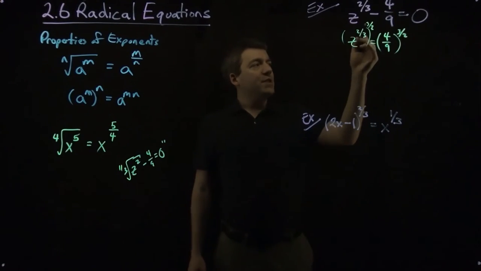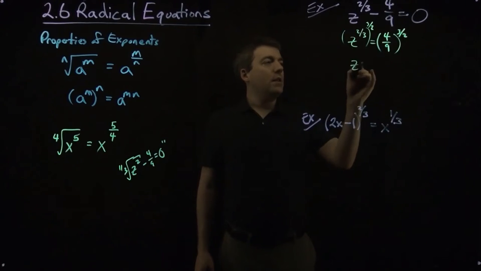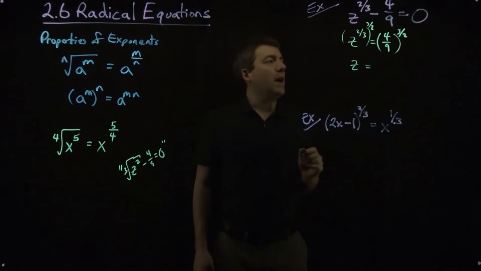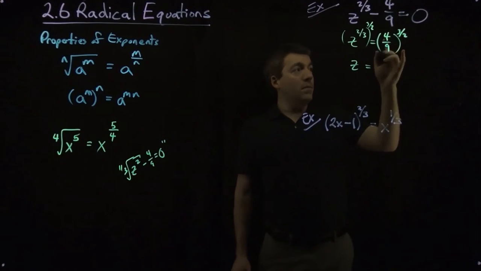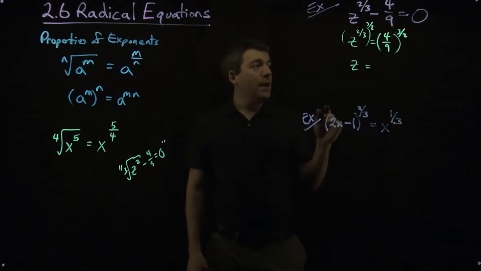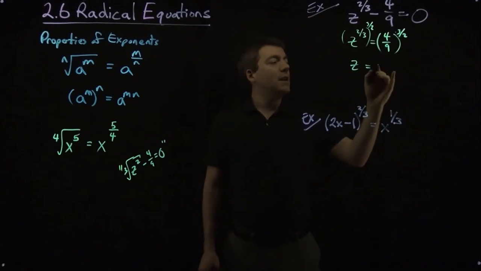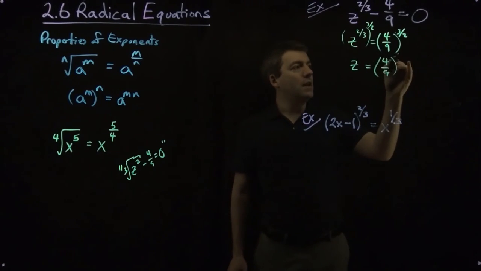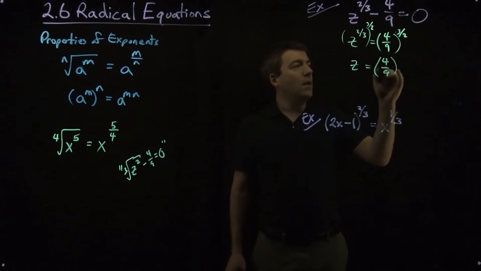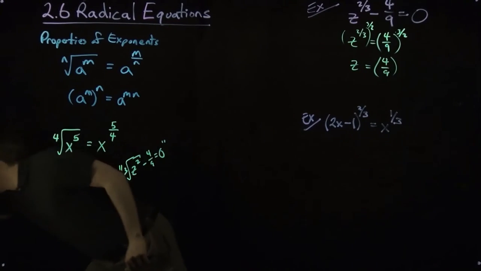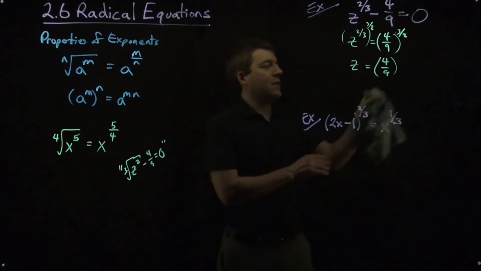Z to the 2/3 times 3/2 is 1, so it's the exponent of 1, z to the first. And then over here we have the cube root, 4/9 raised to the 3rd power, and then this 2 here is a square root. So we can think about this as 4/9 raised to the, well, actually, let me adjust that just a little bit.